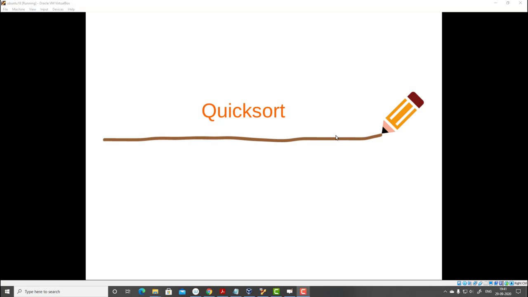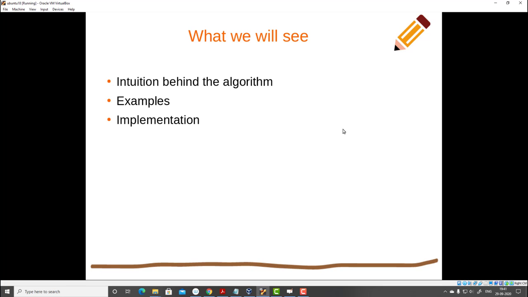Hello and welcome to this session on algorithms where we'll look at the Quicksort algorithm. We'll look at the intuition behind the algorithm as to what is the basic idea. We'll look at some examples and also the implementation. This is going to be iterative in the sense that I'll jump back and forth between the example and the code so that the understanding is better.